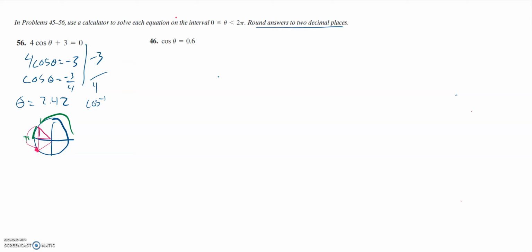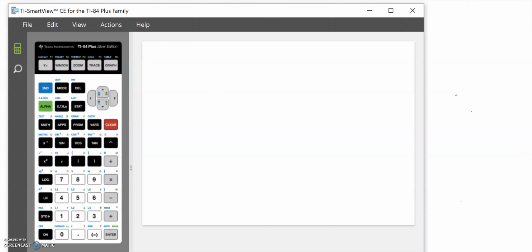So I need to know the difference between pi and 2.42, and then I am just going to add that number onto pi to get to the next length down there. So again, I'm going to get the difference between our answer of 2.42 and pi, and then I'm going to add that length to pi to figure out where my terminating angle is down there. So let's use a calculator for this one.